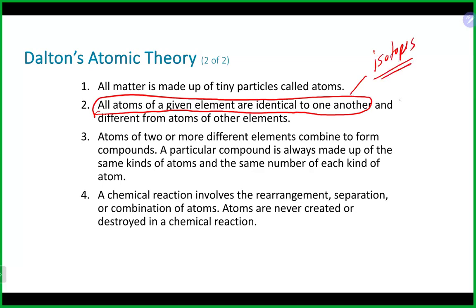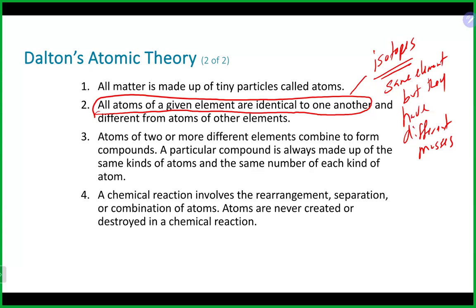And isotopes are the same element, but they have different masses. So obviously, if they are the same element and they have different masses, they cannot be identical to each other, right? If they have different masses, the atoms and stuff like that. So that's one part of Dalton's atomic theory that was later proven to be not correct. Atoms of different elements are different from one another, so that is still correct. Atoms of two or more different elements will combine to form a compound.